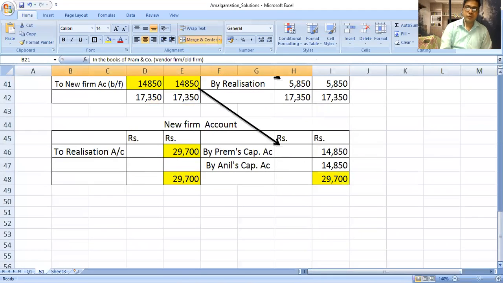Now you have to start Raj and Company's preparation of realization account, partners capital account, and new firm account. These things we will discuss in our next lecture, but you have to try. Okay, fine. Do you have any doubt regarding how to prepare these books of records, how to write realization account?